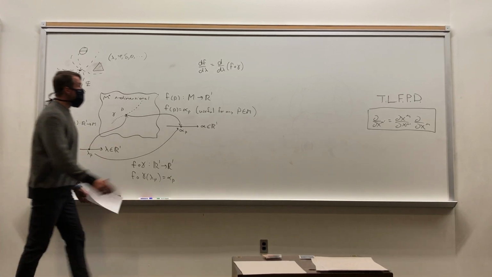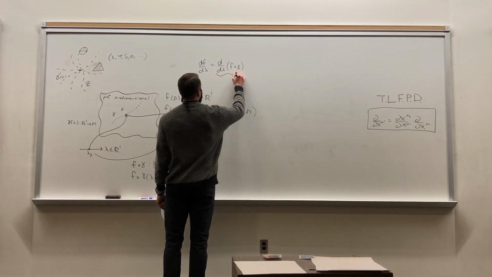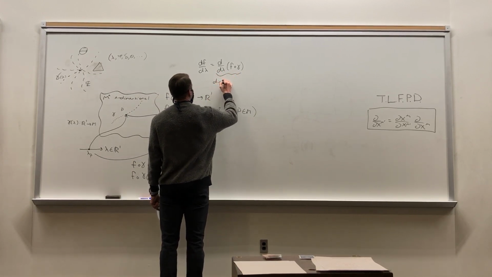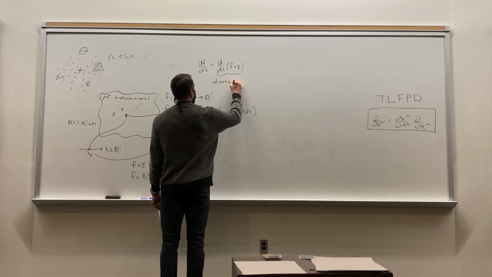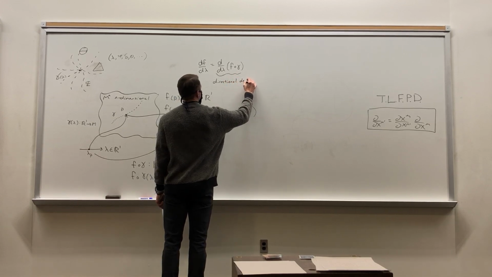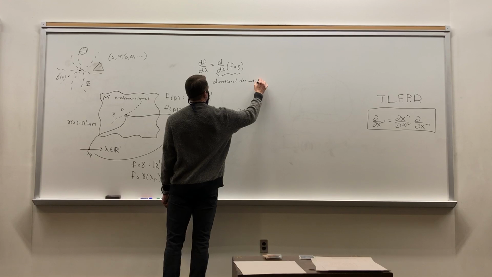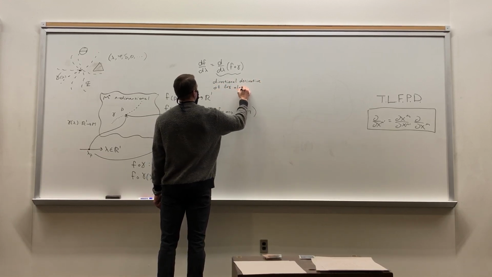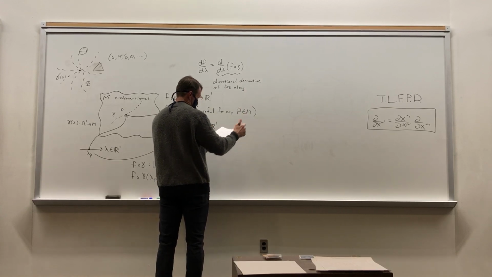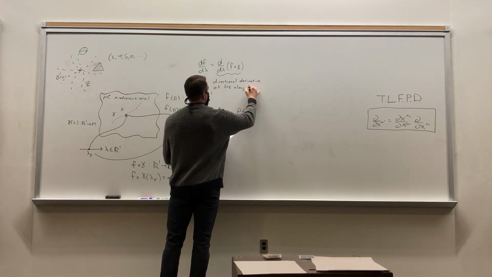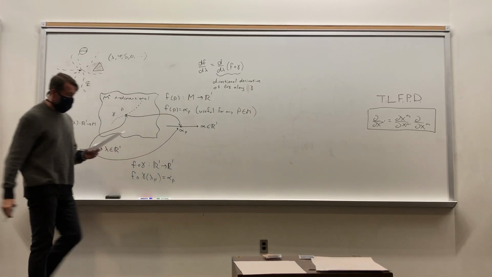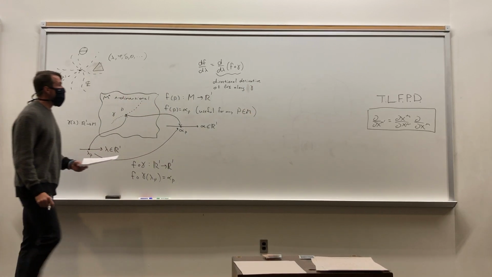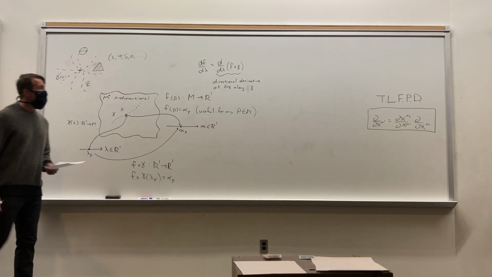Now this has a very specific name. This is called the directional derivative of f composed gamma along gamma. Okay? All right?